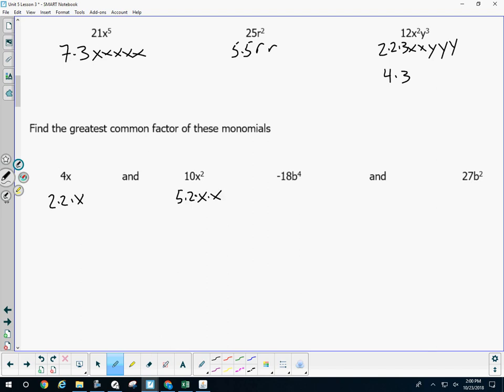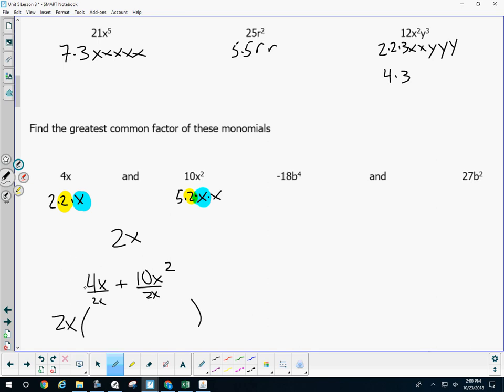Now, what do these two terms share? They both have a 2. They both have an x. That means the greatest common factor is 2x. Where we're going with this is, if I have 4x plus 10x squared, I can pull out 2x from both of those terms. It's essentially like dividing both terms by 2x, which is stuff that we've done.